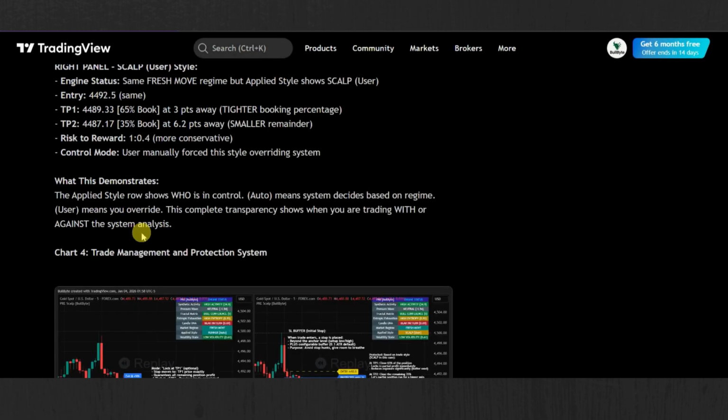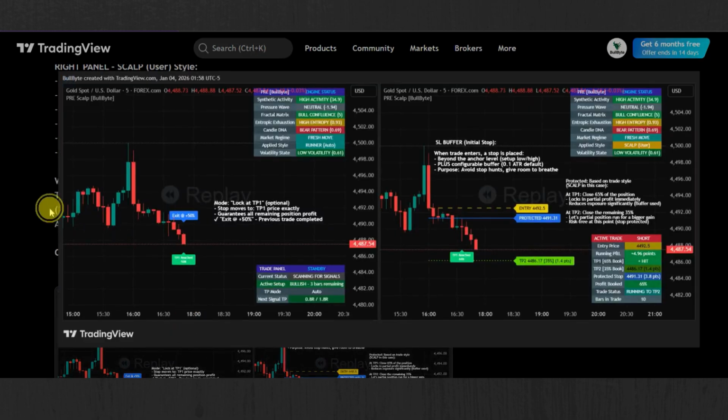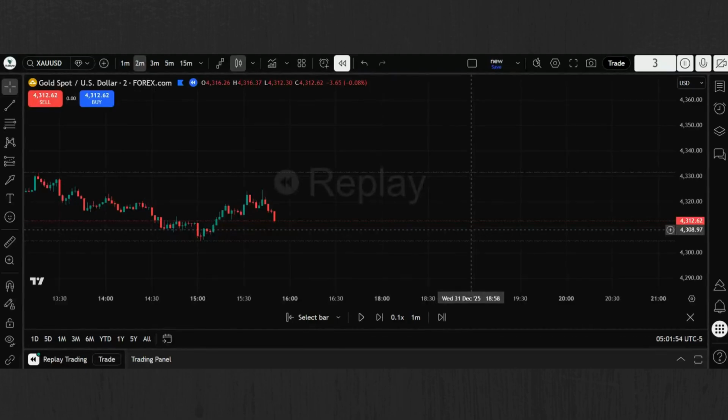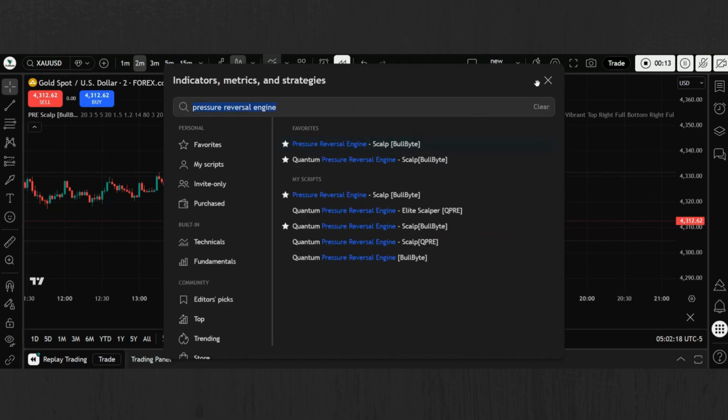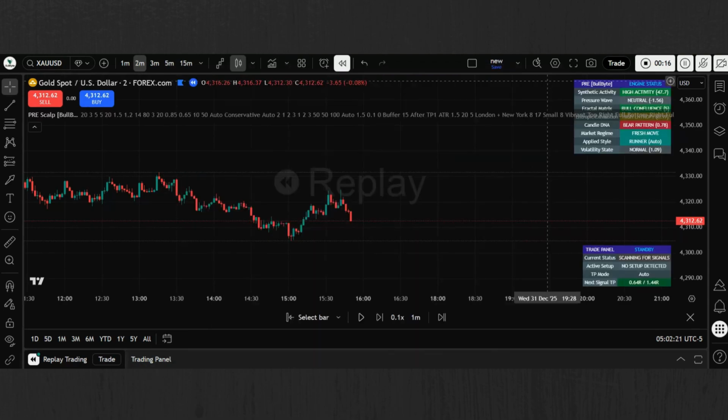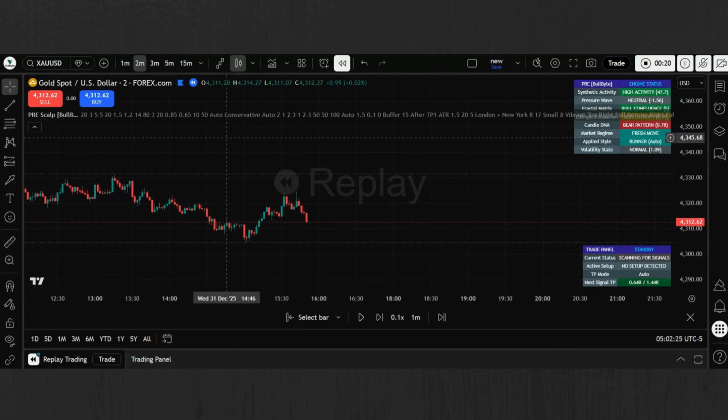Alright, enough theory. Let us move to the charts and see this in action. Open tradingview.com and head to the indicators section. Search for Pressure Reversal Engine Scalp by BullByte. Add it to your chart. For this demonstration, I am using a gold chart on a 2-minute time frame. This is a classic scalping setup.